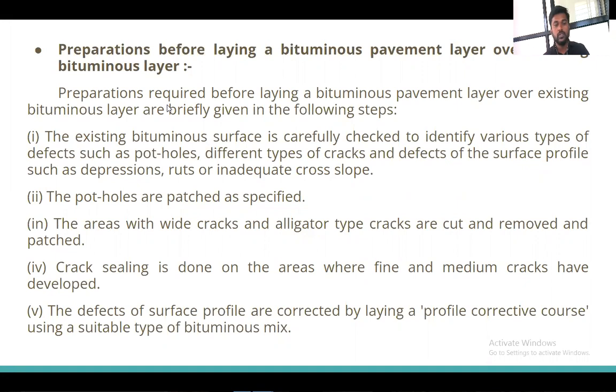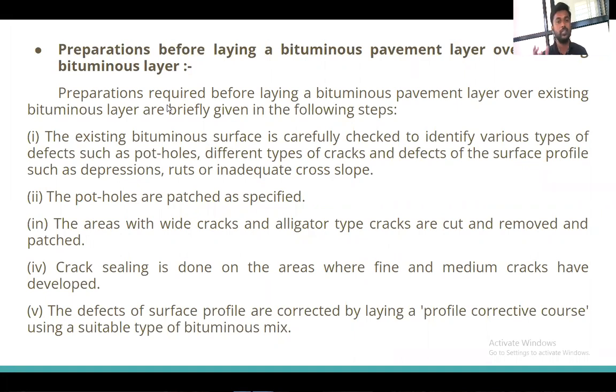Crack sealing is done on the areas where fine and medium cracks have developed. That I have told now. The defects of the surface profile are corrected by laying a profile corrective course using a suitable type of bituminous mix. Okay, if surface defects are there on the previous or existing bitumen layer, then what do we have to do? We have to go for the corrective method for those defects.